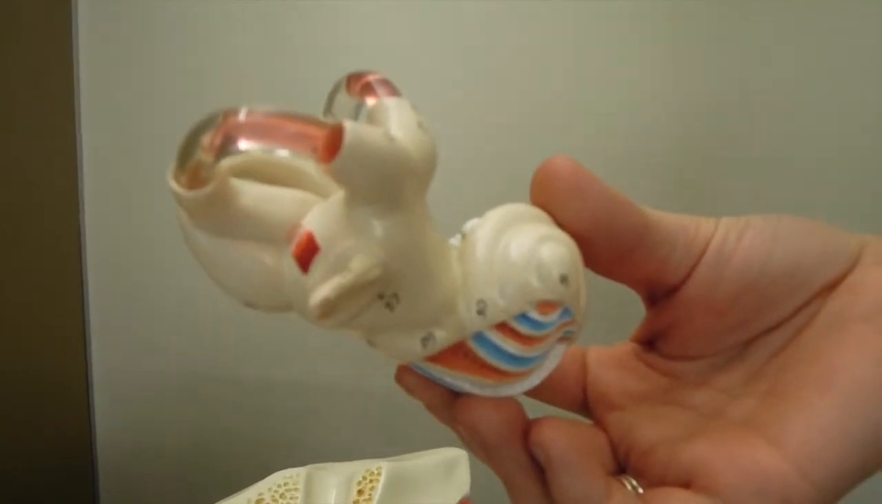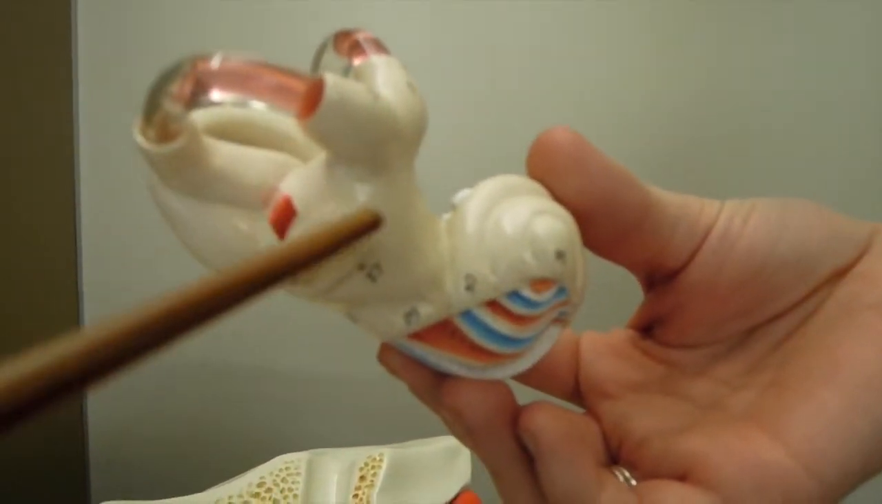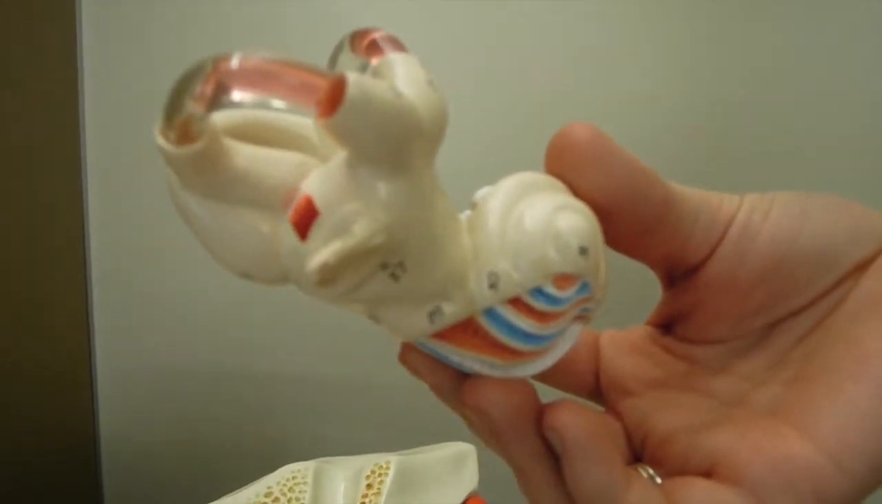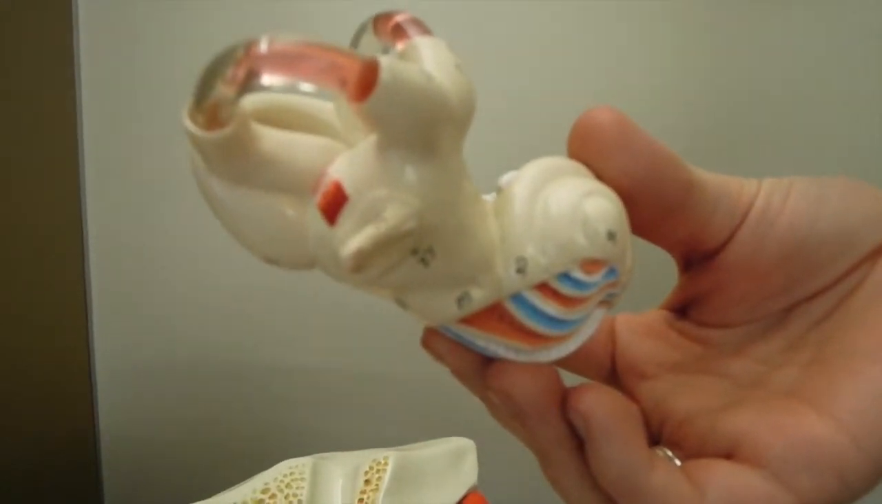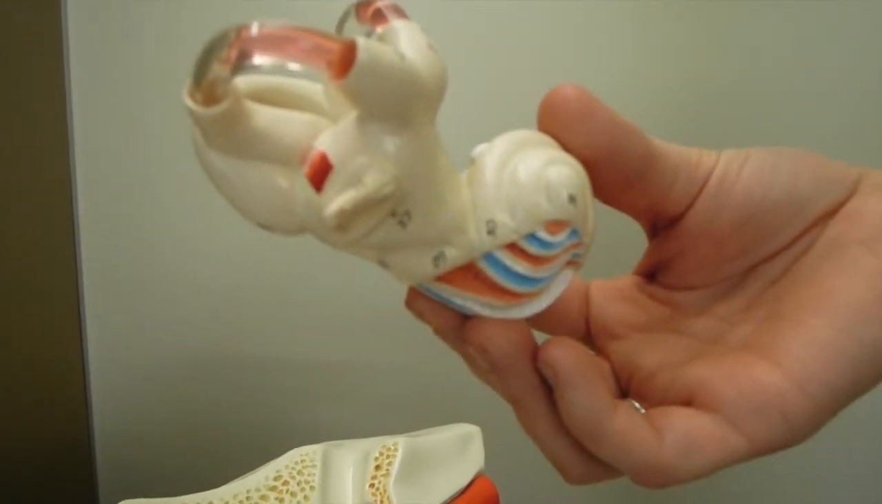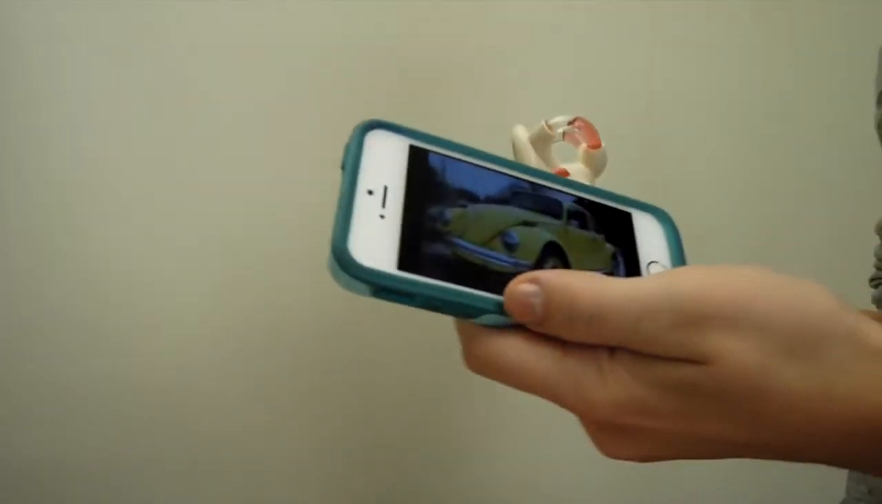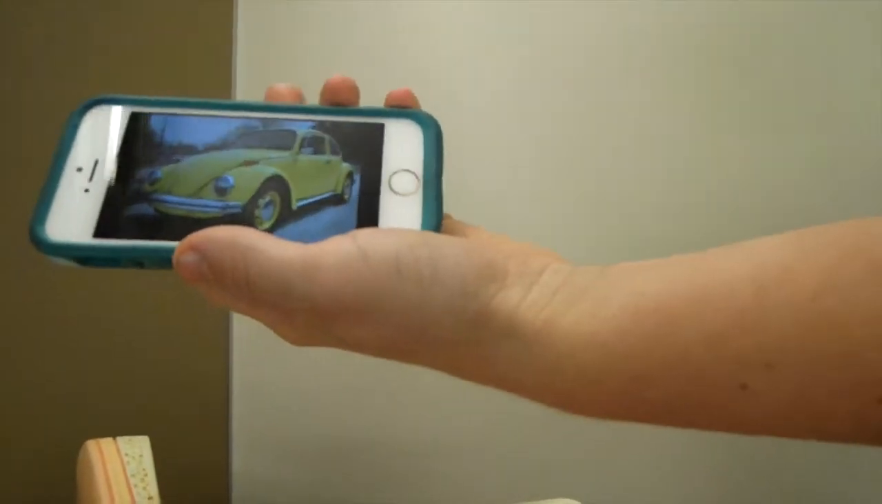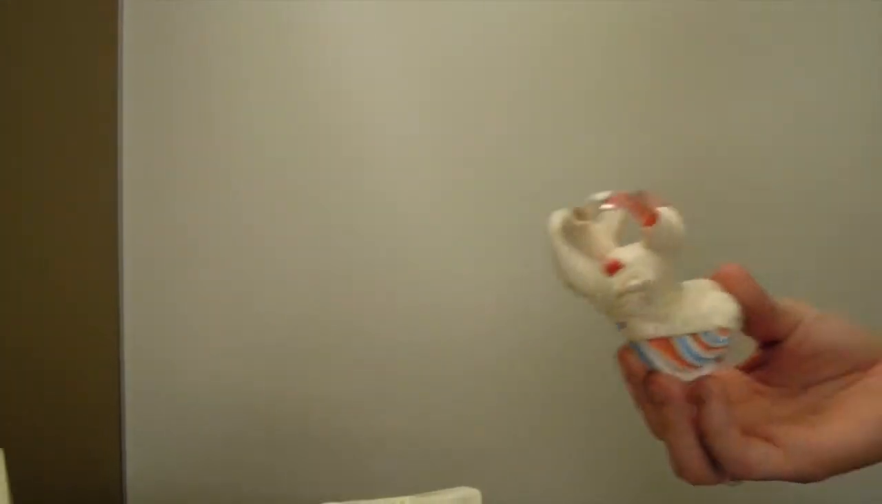Within the vestibule are the utricle and saccule. They are responsible for mediating linear acceleration of the head in space, such as in an automobile, speeding up and slowing down.